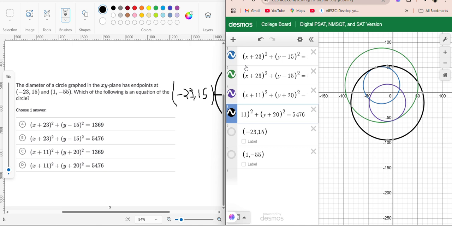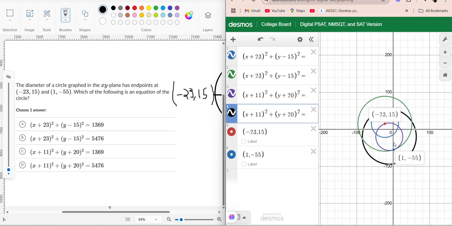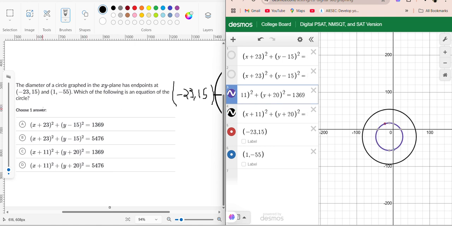I have plotted the points -23, 15 and 1, -55 in Desmos in this way. So let us check which is our equation. We can see that here is 1 point and here is 1 point. So option C is correct. Let us see this. This purple circle represents option C, which is (x plus 11) whole squared plus (y plus 20) whole squared equals 1369. So I think this type of question will come in the December SAT.